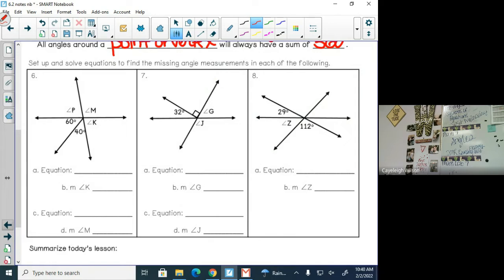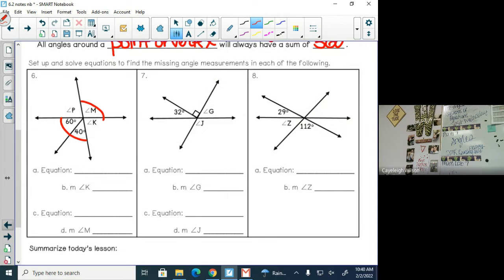These two are across from each other, so they are equal. These two are across from each other, so they are equal. Now, here's my question. If I want to find angle measure M, aren't these two things equal? Yes, because they're across from each other, so they're equal.